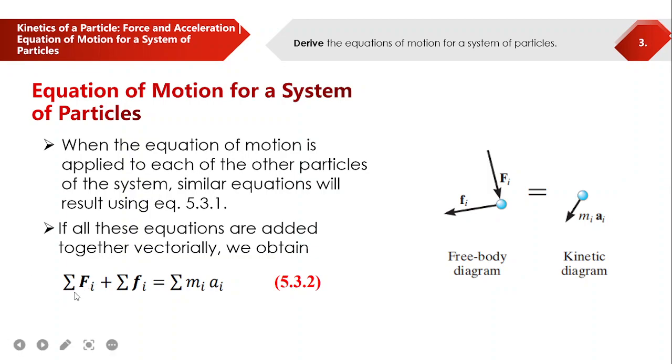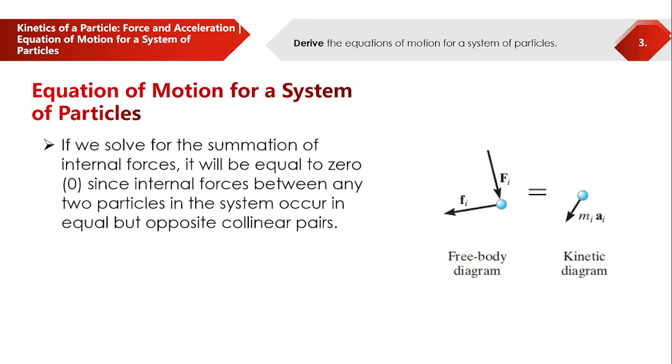So, that will be all external forces plus all of the internal forces that will be equal to the summation of all the masses of our particles inside our system times the acceleration of each particle. So ito pala yung equation of motion sa ating buong system ng mga particles natin. That will be the summation of external forces plus summation of internal forces equals summation of mass times acceleration. Okay, so if we solve for the summation of internal forces, it will be equal to 0.